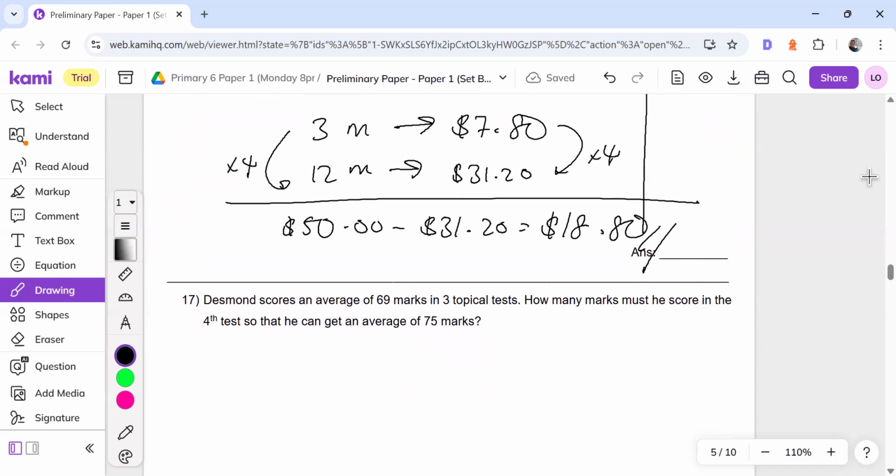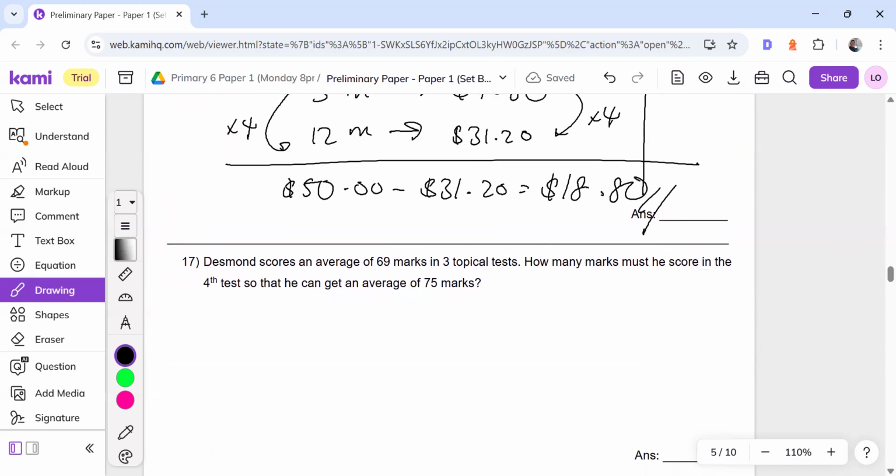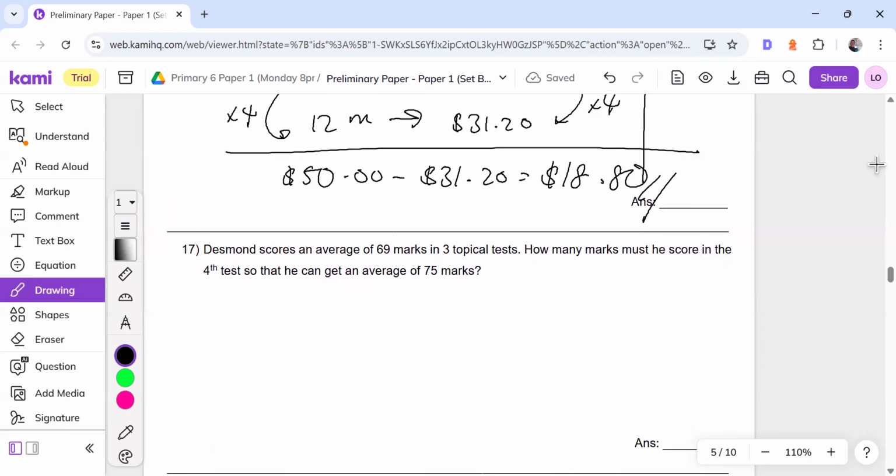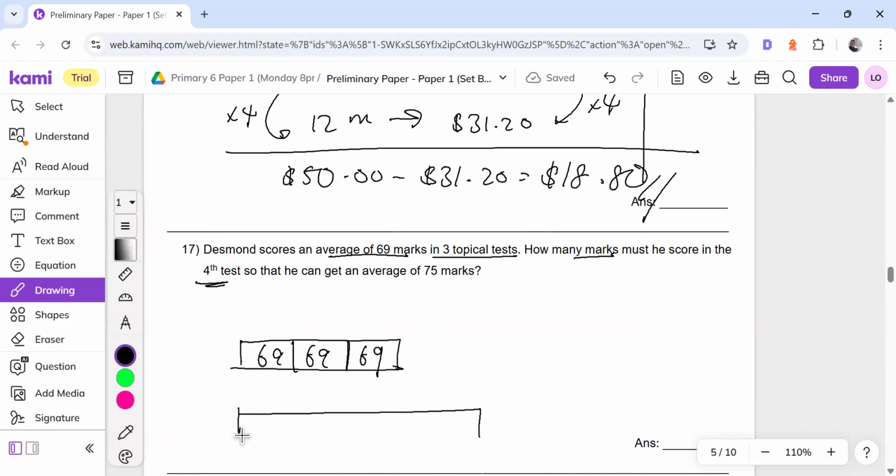Question 17, if you don't know how to do it because it's an average problem, then draw the average model. Desmond scored an average of 69 marks in 3 tests. What is average? You draw a rectangle, cut into 3 boxes because there are 3 tests. Average means every test is the same, right? How many marks must he score in the 4th test? So altogether there will be how many tests now? There must be 4 tests now, right? So how many marks must he score in the 4th test so that he gets an average of 75 marks?